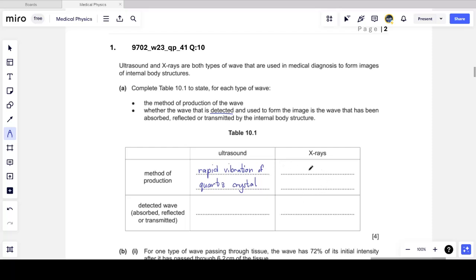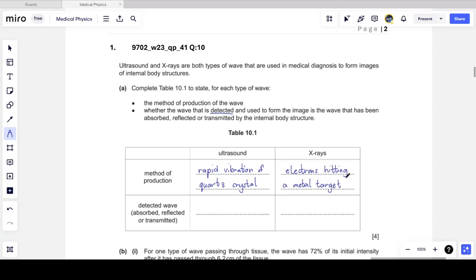What about X-rays? How are X-rays produced? Now we should know that X-rays are produced when electrons strike a metal target. So I can simply say for X-rays, the method of production is electrons hitting a metal target. And that's good enough for how these two types of waves are produced. So they're very different in nature, and their method of production is also very different.